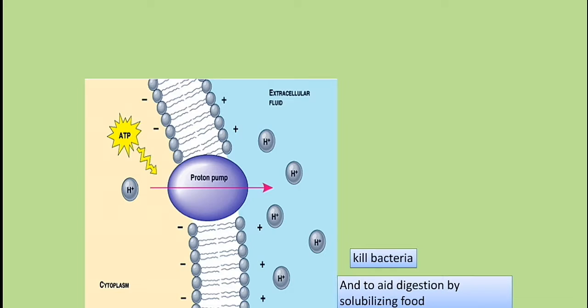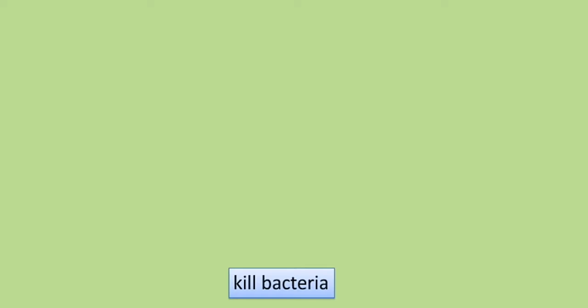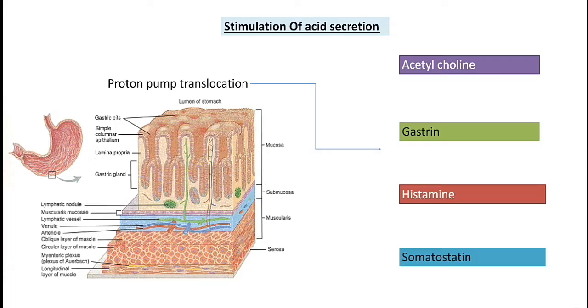Stimulation of acid secretion involves the translocation of proton pumps to the apical membrane of the parietal cell. When the cell is resting, not stimulated, proton pumps are located in vesicles inside the cell. When the cell is stimulated, these vesicles fuse with the plasma membrane, thereby increasing the surface area of the plasma membrane and the number of proton pumps in the membrane.